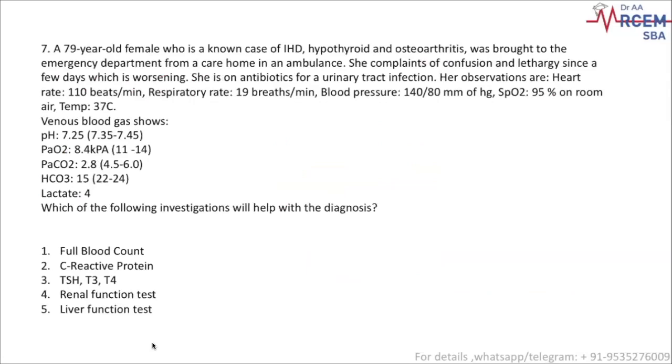A 79 years old, so an elderly patient we are having, along with hypothyroidism, IHD, and osteoarthritis, was brought to the emergency department from a care home in an ambulance, and she complains of confusion and lethargy since a few days, which is worsening. She's on antibiotics for a urinary tract infection. Her heart rate is on the higher side. Tachypnea is present. Blood pressure is fine. Temperature is also fine. Acidosis can be seen with very high lactate levels.